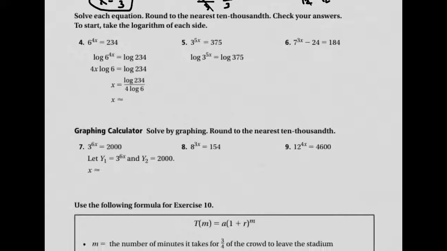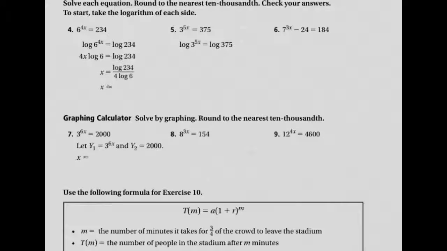Okay, let's start with number 4, which is almost completely done for us. It says 6 to the 4x power equals 234. You take the log of both sides, and we're using the common logarithm here, base 10. Why? Because our calculators can handle those very easily. Log of 6 to the 4x power equals log of 234. Then what they did is they took the 4x and brought it down to the front as a coefficient, so it becomes 4x equals log of 6.